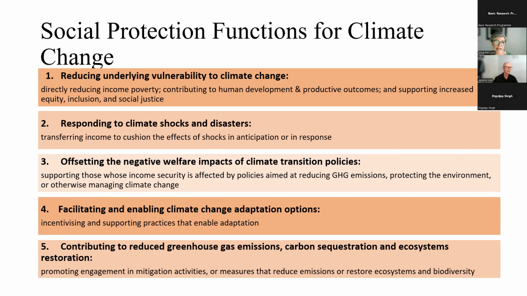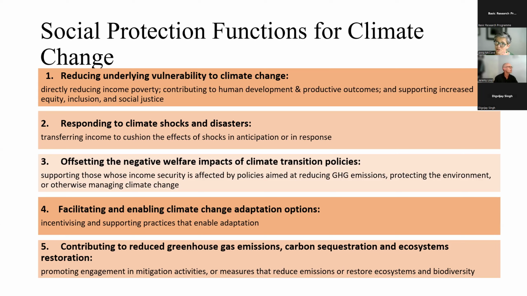One is the familiar area of reducing underlying vulnerability to climate change, which I think is an area many of us are already involved in, and social protection clearly has a major role there. The second is responding to climate shocks and disasters, known to many people as shock responsive social protection. That's a clear function. Another is offsetting the negative welfare impacts of climate transition policies.